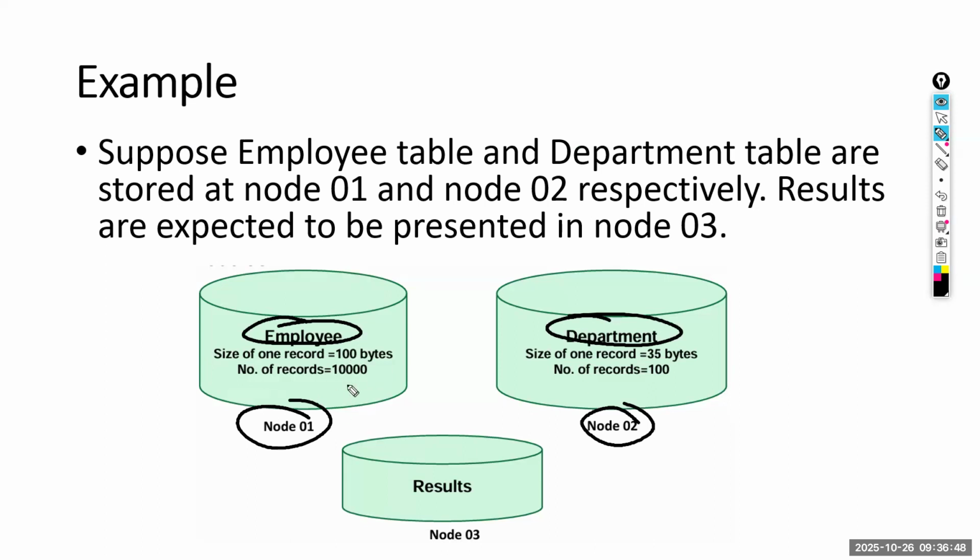And they have given you additional information. Number of records, 10,000. That means the employee table has 10,000 records, and one record is 100 bytes. Department table, there are 100 records, that means 100 departments, and each record is 35 bytes. Results are expected to be presented in node 3. So that means after executing a particular query, the results must be given to site 3, and there must be a network connection between these.